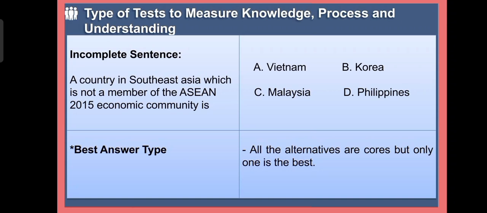For example, the first way would look like this: What is not a member of the ASEAN 2015 Economic Community? Then there would be four possible answers listed: Vietnam, Korea, Malaysia, and Philippines. Only one of these answers would be correct. The second way would look like this: A country in Southeast Asia which is not a member of the ASEAN 2015 Economic Community is blank, and again there would be four possible answers listed: Vietnam, Korea, Malaysia, Philippines, with only one being correct.